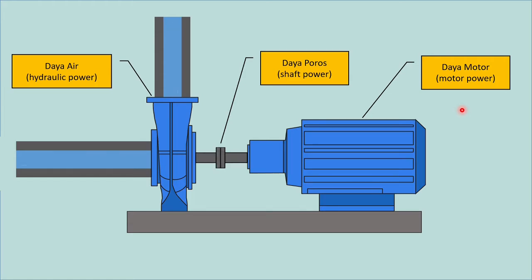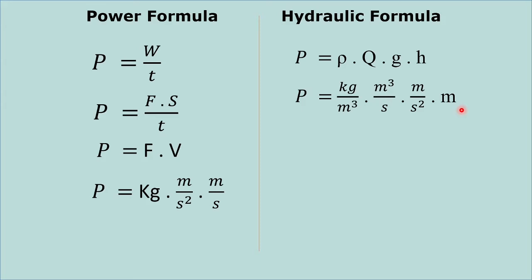Now let's see the basic power formula. Power is equivalent to a unit of work divided by a unit of time. If we describe the unit of work, it's equivalent to a unit of force times a unit of distance. And the unit of distance divided by the unit of time will be velocity. So the power is equivalent to a unit of force times a unit of velocity. And the unit of power is the watt.